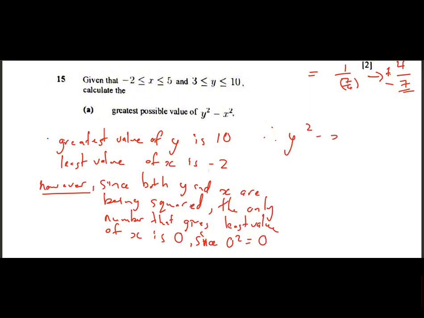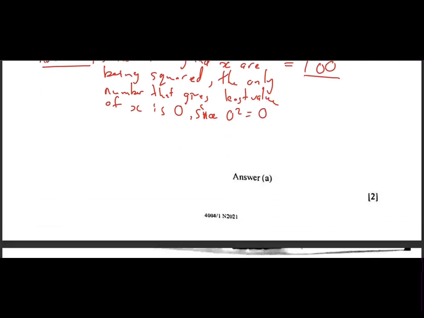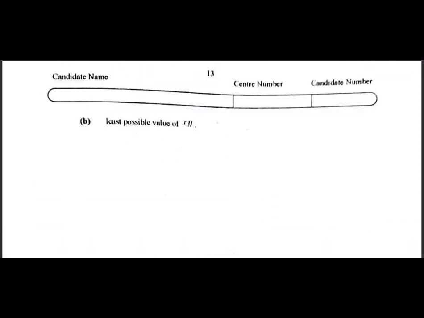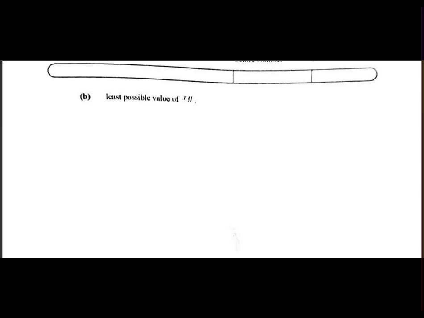So we take the greatest value of y, which is 10, and then the least value of x there would have to be 0, and therefore if we do the subtraction, y squared minus x squared, we're going to have 10 squared minus 0, giving us a possible 100. So that's the greatest possible value of y squared minus x squared.